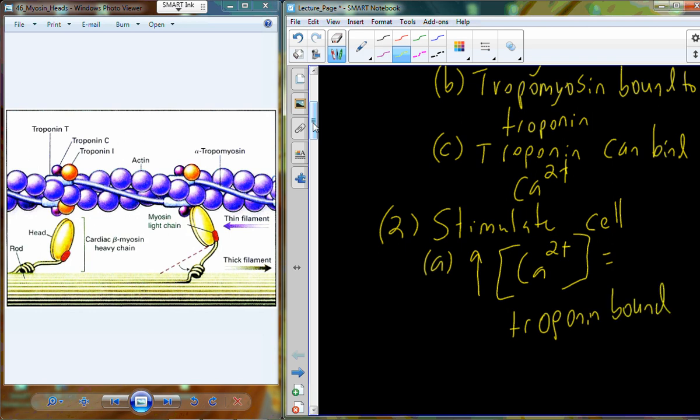So troponin can bind calcium. When calcium levels are high in the cell, calcium begins to bind up on that troponin molecule. Now, troponin is a protein, right? What happens whenever you bind a protein to something? I gave you the analogy of a baseball. You catch a ball with a glove, and that baseball, in its shape, changes, and that changes the function of that glove, right? Troponin is a protein. When we bind calcium to troponin, that calcium causes troponin to change its shape.